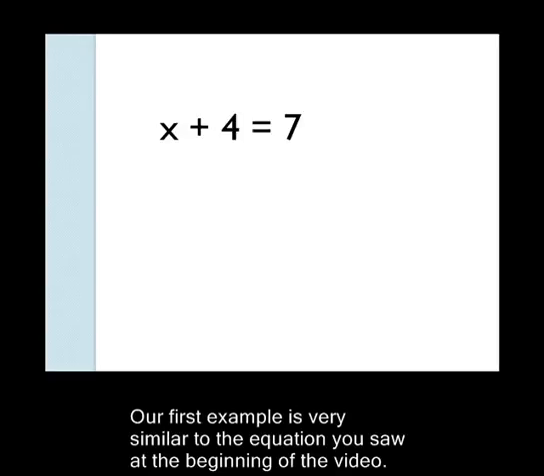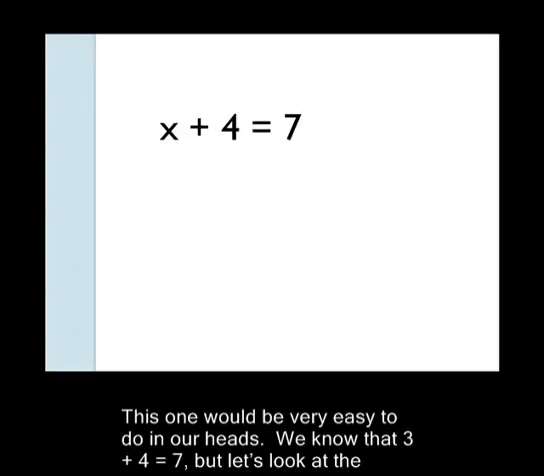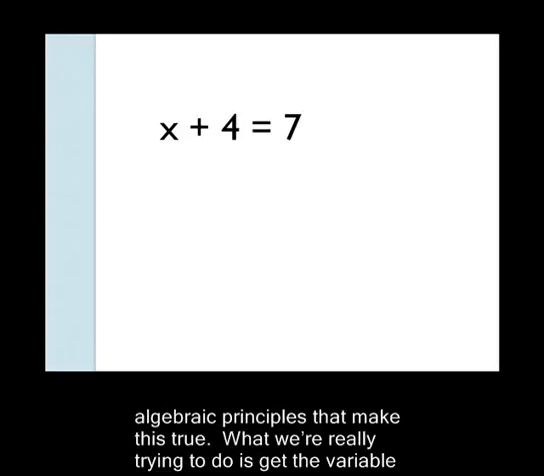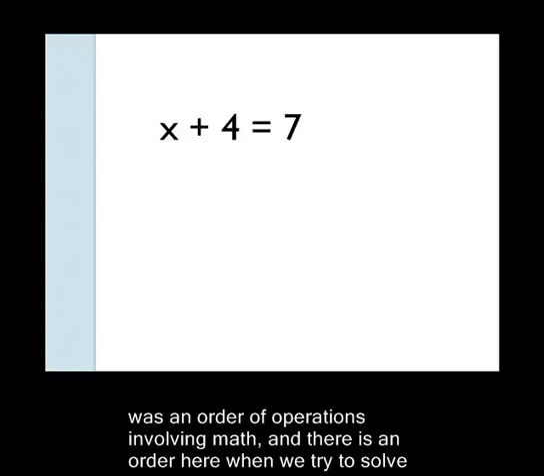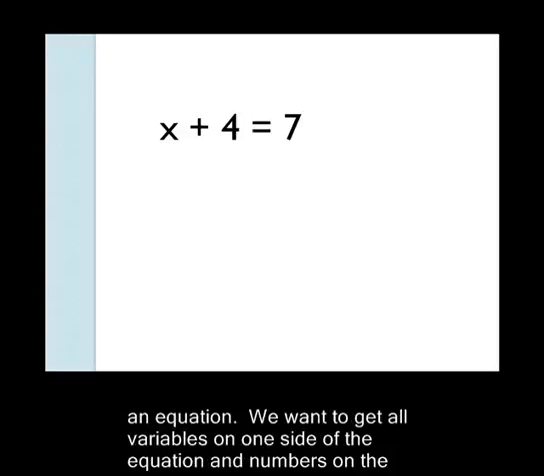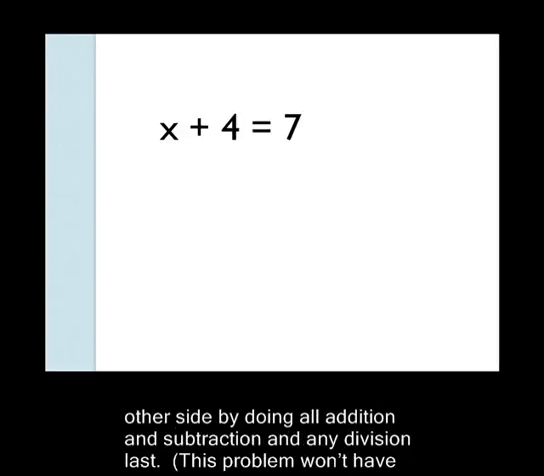Our first example is very similar to the equation you saw at the beginning of the video. This one would be very easy to do in our heads. We know that 3 plus 4 equals 7, but let's look at the algebraic principles that make this true. What we're really trying to do is get the variable, in this case x, by itself. When you learn to do basic math, you probably learned there was an order of operations involving math, and there is an order here when we try to solve an equation. We want to get all variables on one side of the equation and numbers on the other side by doing all addition and subtraction and any division last. This problem won't have any division.